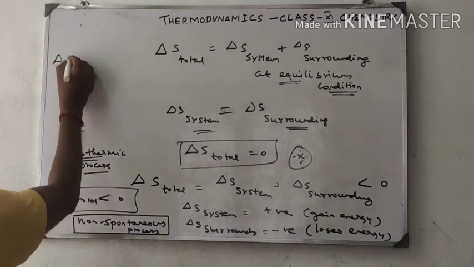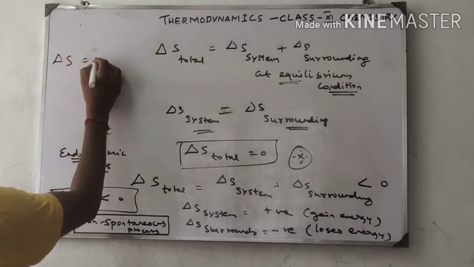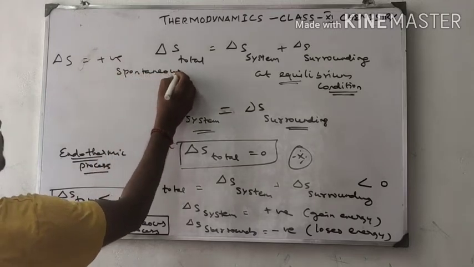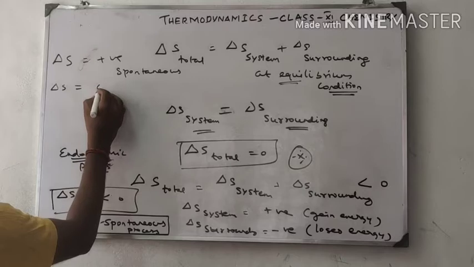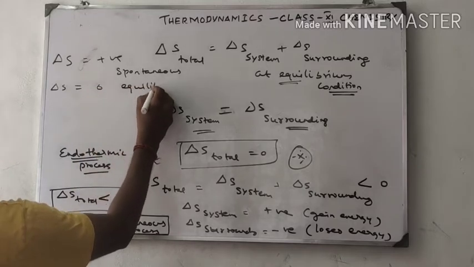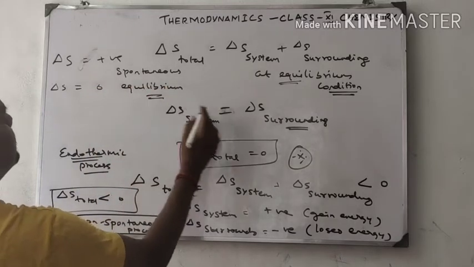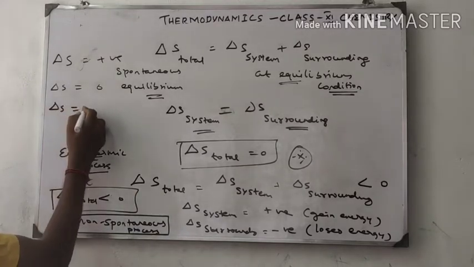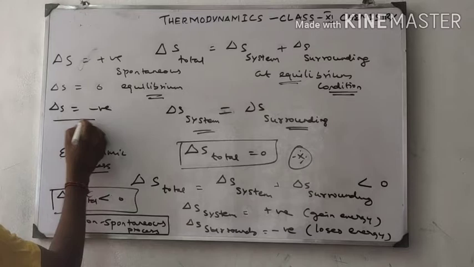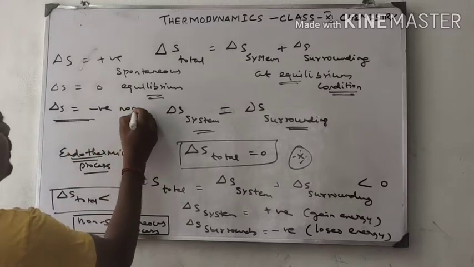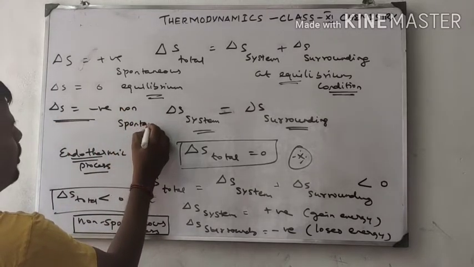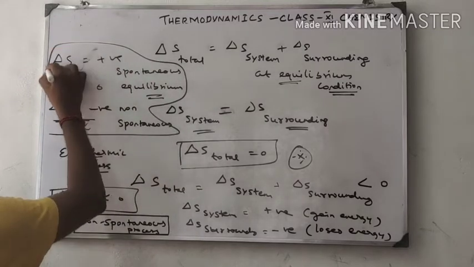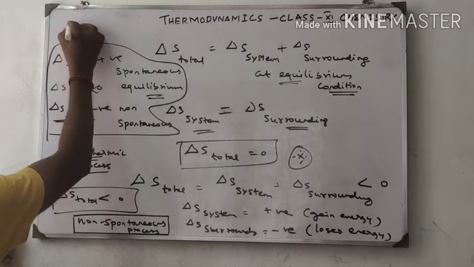Three categories: delta S positive, spontaneous. This is very, very important. Delta S zero, equilibrium. I have explained equilibrium in adiabatic cases. In non-spontaneous cases, delta S is negative. Very important term. The very next page, the same terms are given.